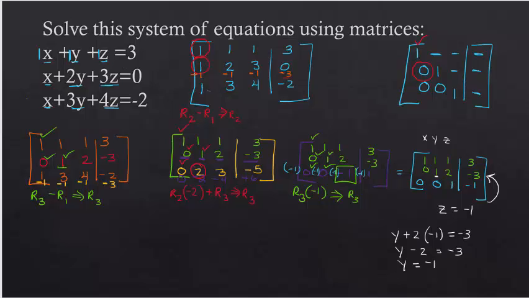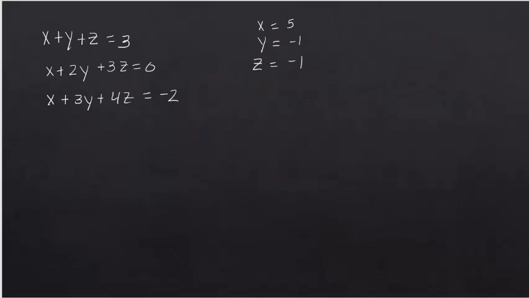And now last we can plug the z and the y into that first row to figure out x. So we have x plus -1 plus -1 equals 3. So we have x minus 2 equals 3, or x equals 5. All right, so here are the solutions and the equations. Let's plug them in to check our work.